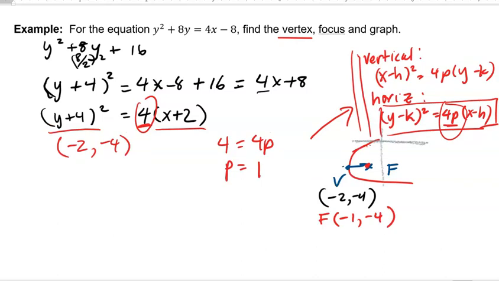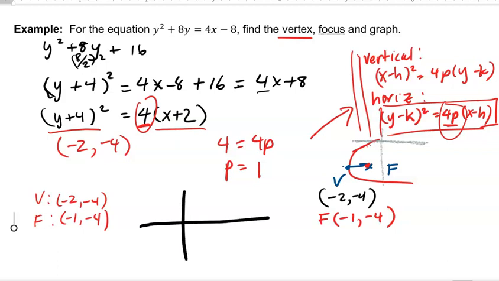So let's go back to the original prompt. It asks us to find the vertex, and so the vertex coordinates we said were -2, -4. And next, it asks us to find the focus. And so the coordinates of the focus are -1, -4. And finally, it said to find the graph. Now, technically, we drew this sketch, which could potentially qualify as the graph. But if we wanted to draw a slightly tidier graph, we could start from scratch.